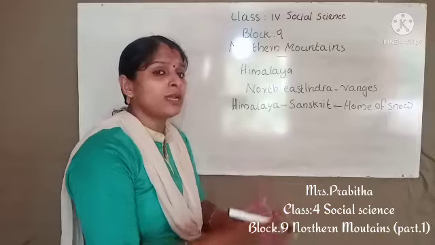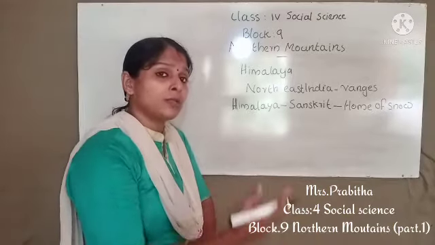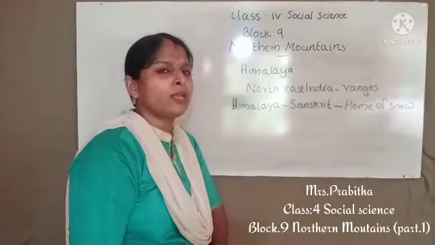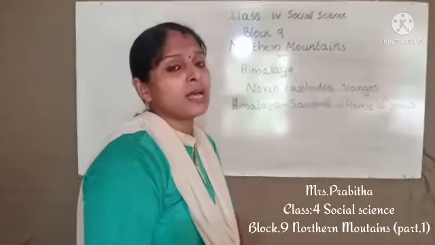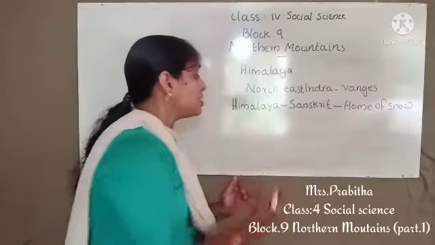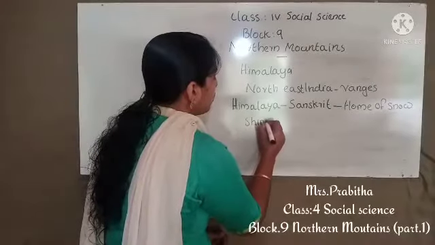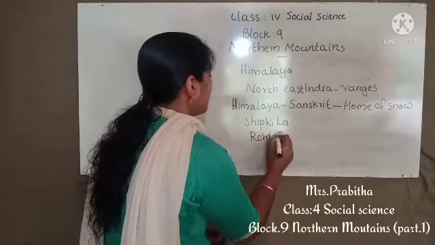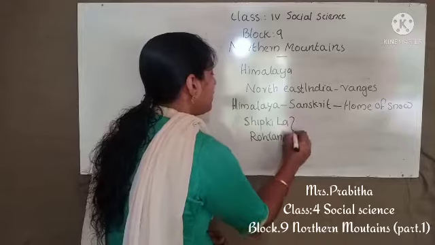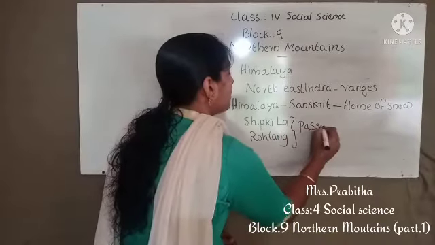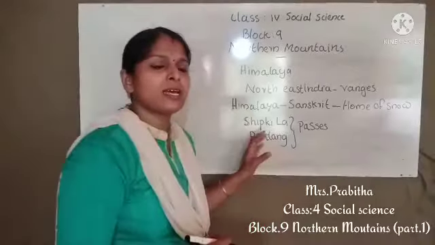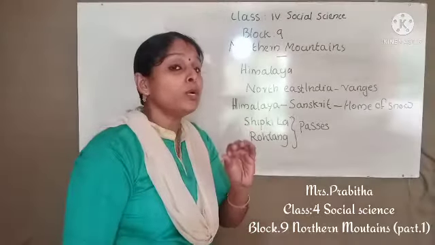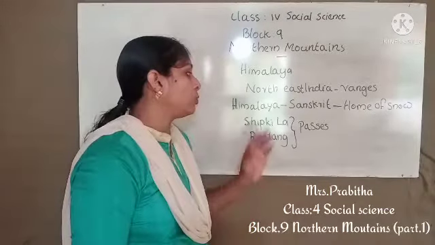Then we know the downside of the mountain is valleys. So through these valleys many rivers are flowing. Then there are 2 important passes situated in Himalaya, that are Shipkila and Rohtang. Which are the 2 passes in Himalaya? Shipkila and Rohtang are the two passes or ways to reach Himalaya.